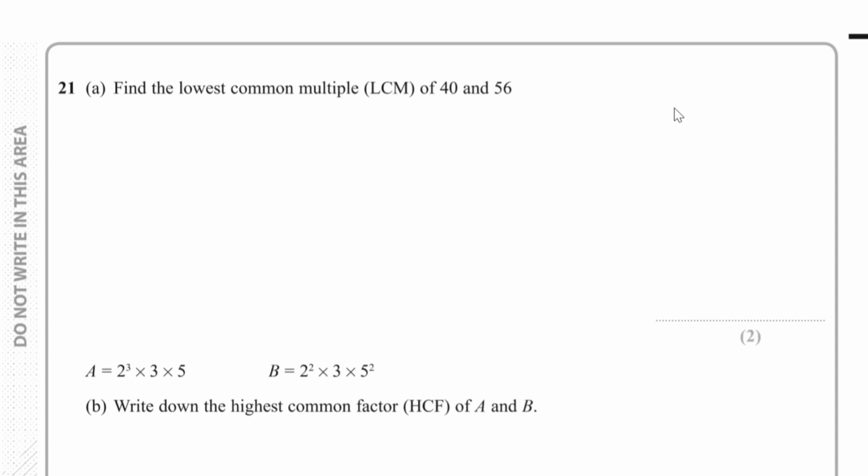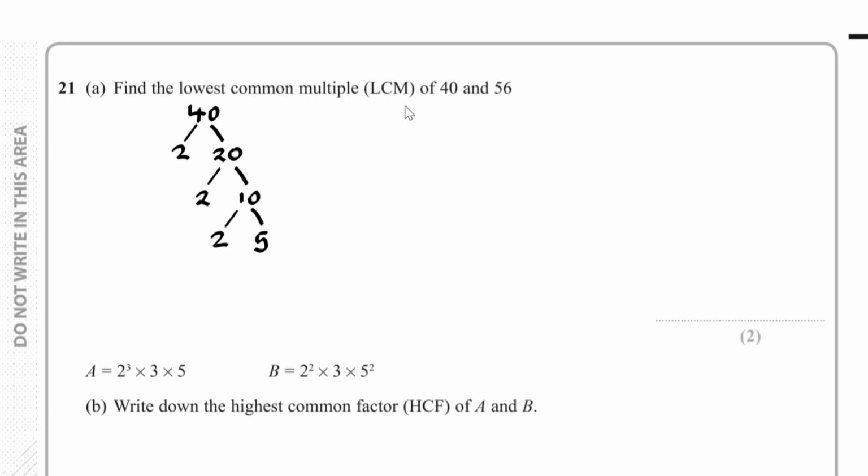Question number 21 for part A. We have to find the lowest common multiple of 40 and 56. So let's think about this 40. Two numbers which multiply to give 40, one of them being a prime number, we have 2 and 20. Two numbers which multiply to give 20, one of them being a prime number, we have 2 and 10, which we can further split up into 2 and 5.